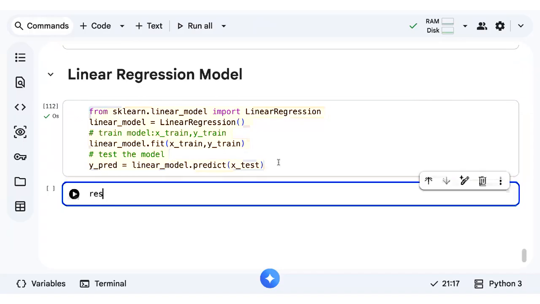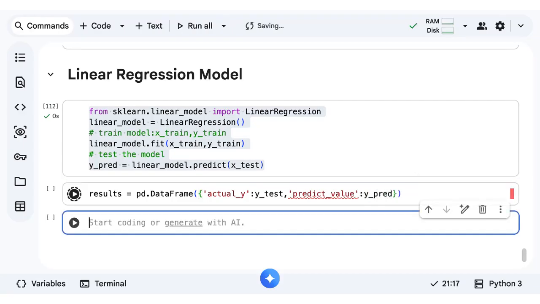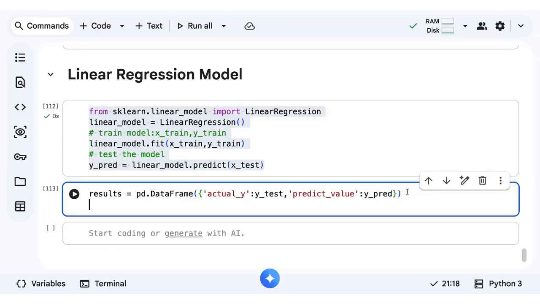I'll create our results data frame, results equals pd dot DataFrame. We'll create our dictionary. So I'll call it actual Y, colon. It's Y test, no? Comma. So predicted value Y hat. So let's choose YPred. Let me show you the results.